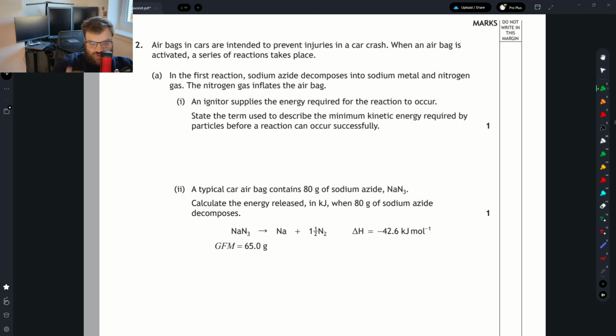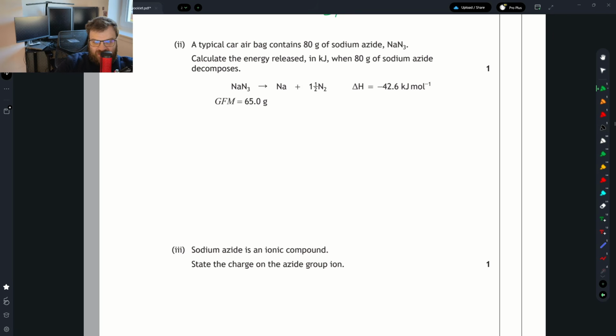And number 2, we're dealing with different chemical reactions. We're talking about a decomposition. Nitrogen gas produced supplies the energy required for it to occur. Right, the minimum kinetic energy required by particles before a reaction can occur successfully is the definition of the activation energy. Next up, calculate the energy released when 80 grams of sodium azide decomposes.